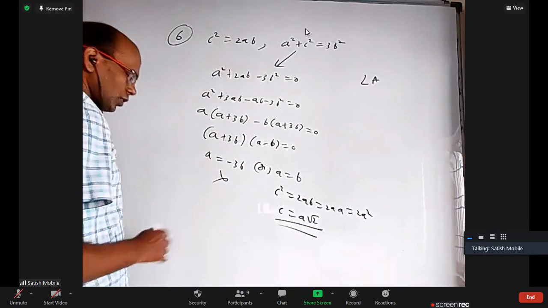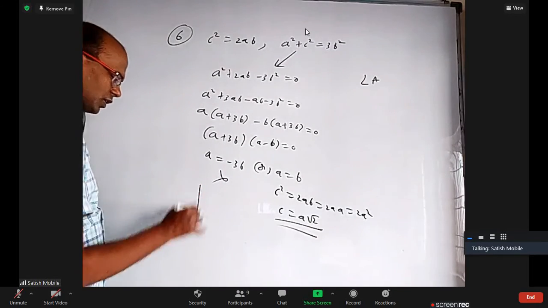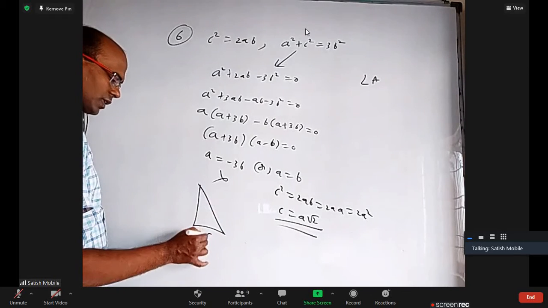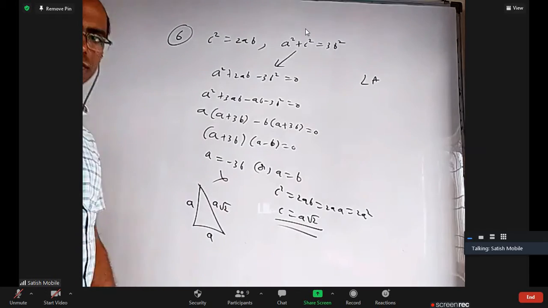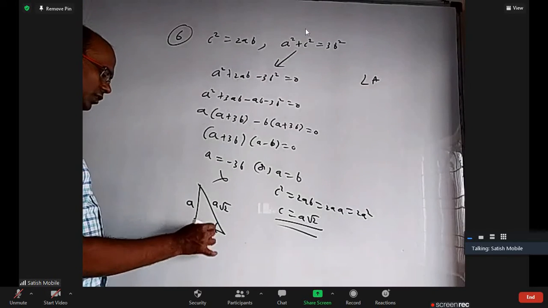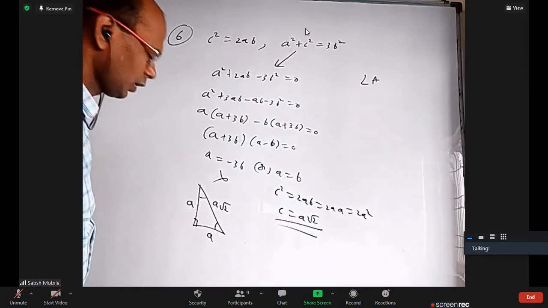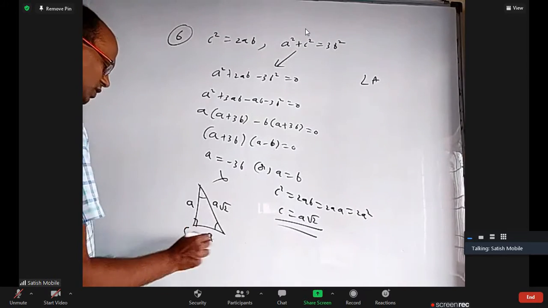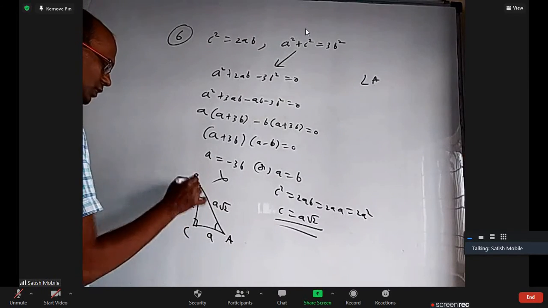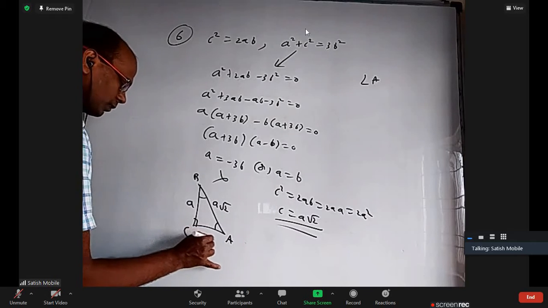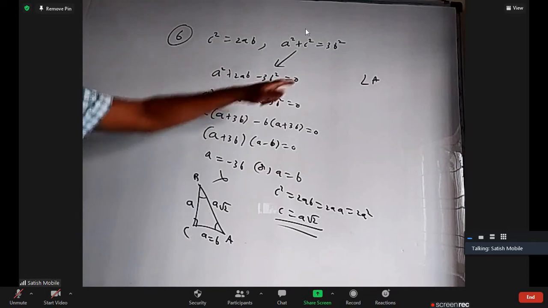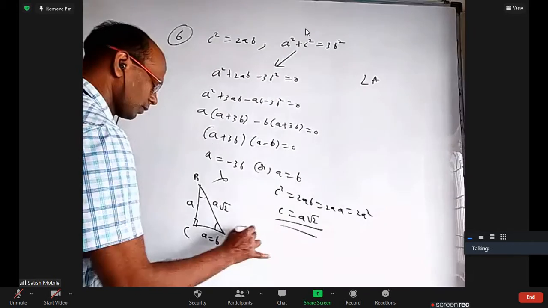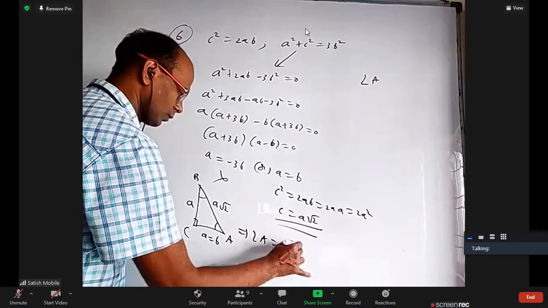So I think it's a right angle isosceles triangle now, because one side is A, another side is A, another side is A root 2. One angle is 90, one is 45, one is 45, and C is the hypotenuse. So this is C, and this is A and this is B, where A equal to B. So if they want angle A, it is 45 degrees.